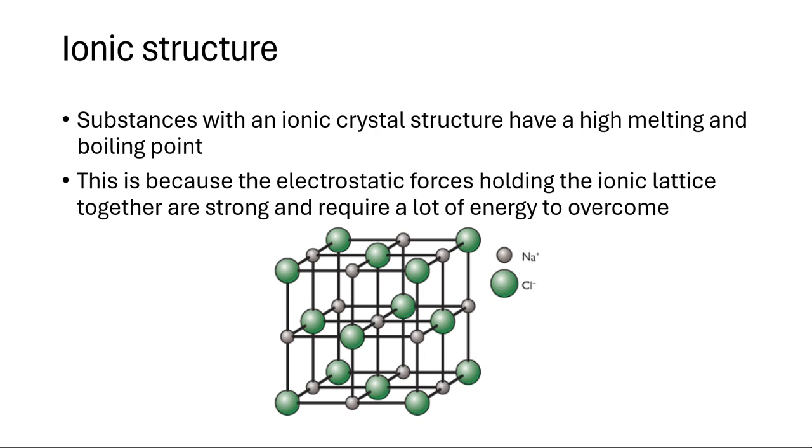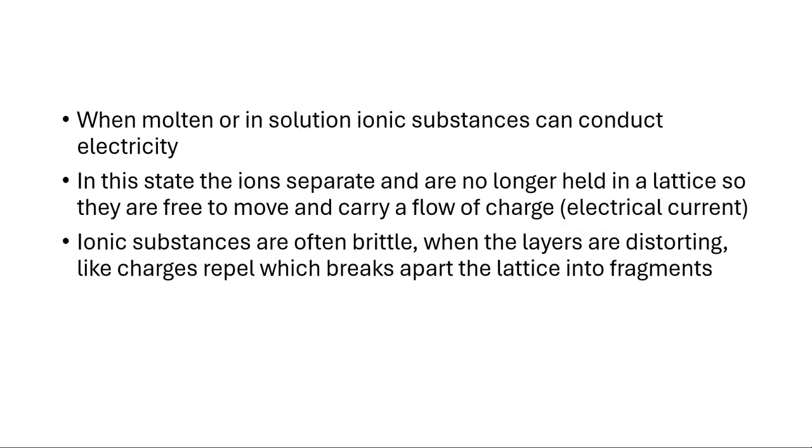Ionic structure. Substances with an ionic crystal structure have a high melting point and boiling point. This is because the electrostatic forces holding the ionic lattice together are strong and require a lot of energy to overcome. As we talked about, NaCl has a lot of strong ionic bonds between its ions, and that's why it has this huge ionic structure.